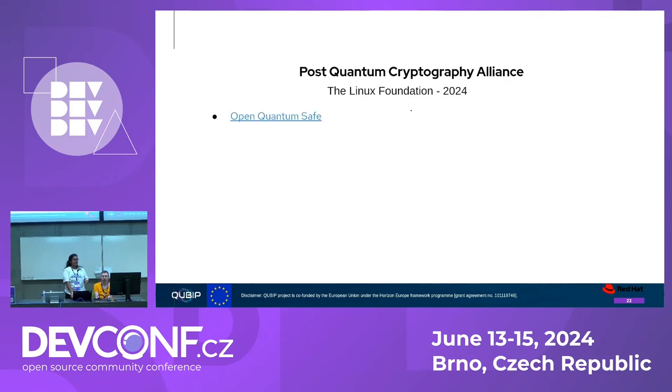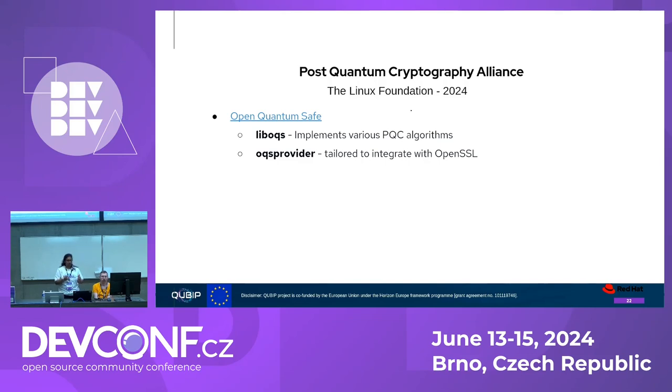The first one is Open Quantum Safe, that we saw previously. The Open Quantum Safe project basically implements two things. The first one is LibOQS. This is an extensive library of all the post-quantum crypto algorithms. This could also include pre-standard ones. And then there is the OQS provider, which is tailored only to integrate with OpenSSL. So if you want to use any post-quantum algorithms in OpenSSL, then you need to have this OQS provider in place.